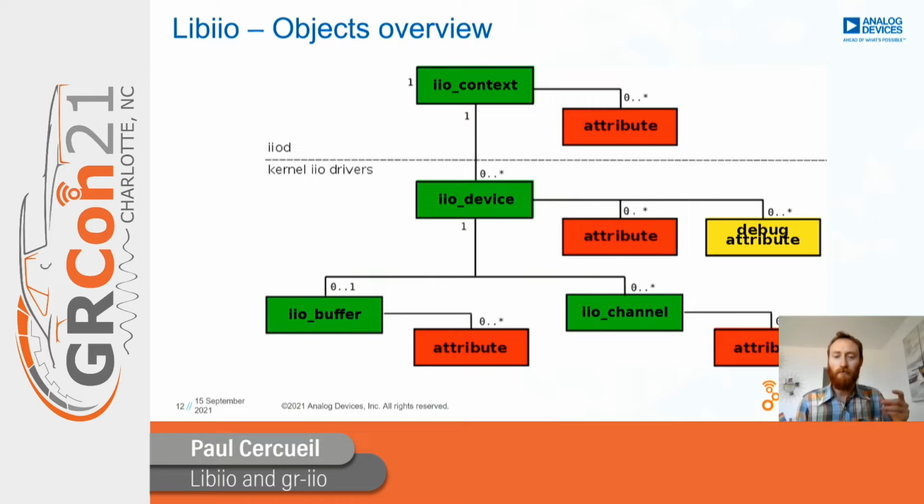Your context can have zero or many different I/O devices. Your device can have zero or many I/O channels, and your device can also have a buffer connected to it. And all these objects, like device, buffer, channels, can have attributes as well.